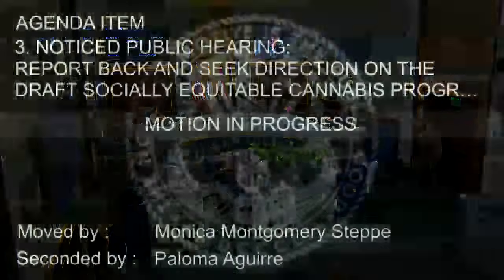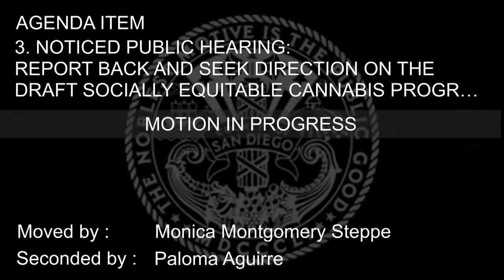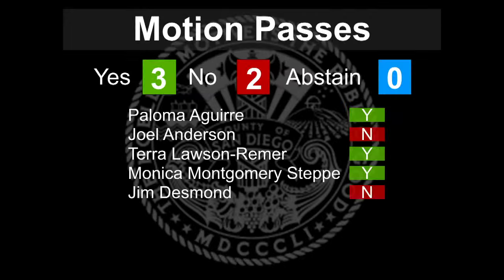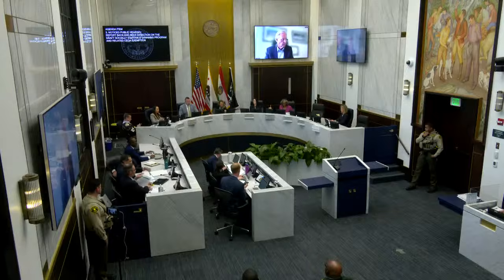Supervisor Anderson. Sadly, no. Supervisor Desmond. No. Chair Pro Tem Aguirre. Yes. Vice Chair Montgomery Stepp. Yes. And Chair Lawson Remer. Yes. And that motion passes with Supervisor Anderson and Supervisor Desmond voting no, all the other supervisors being present and voting aye. Okay, thank you everyone for your participation, for being here today.